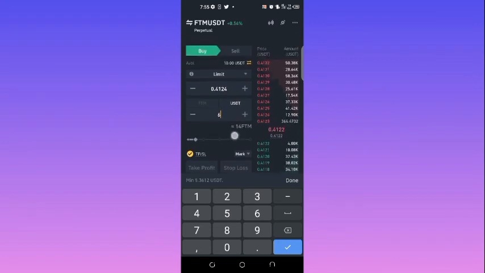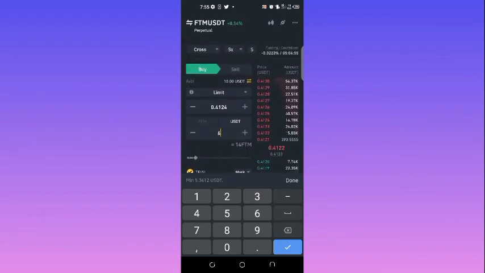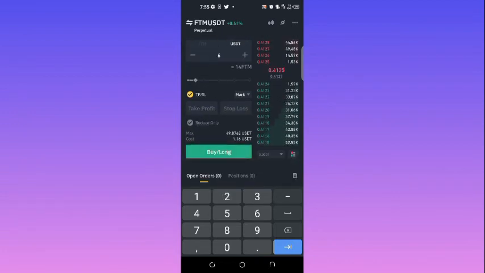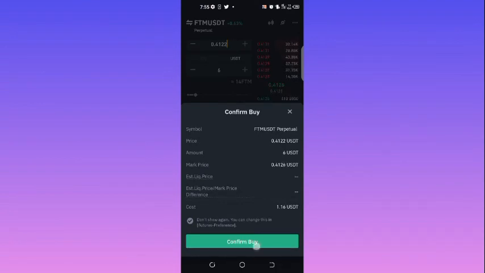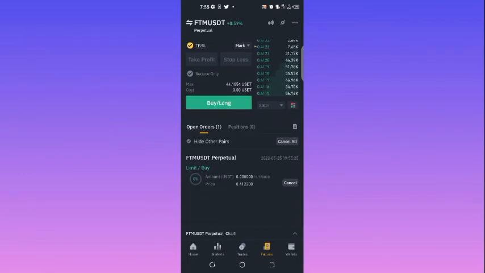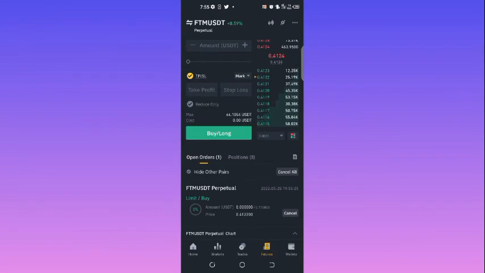So for the purpose of this video, I'll be using my limits. Let me set it, and I'll just give you guys a real quick example. Once you click on your buy, it tells you confirm. Now you will observe that as I clicked on the buy, it is now on my order. So I have one order, and once it reaches that particular price, I dive into the market.